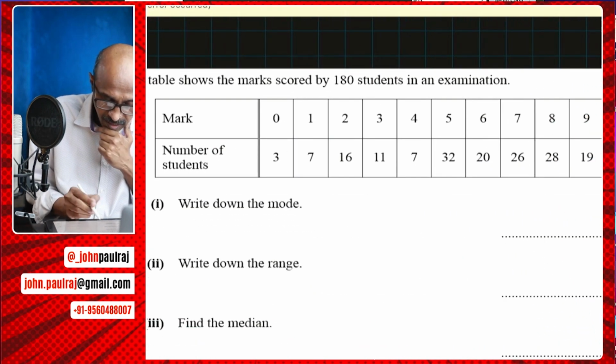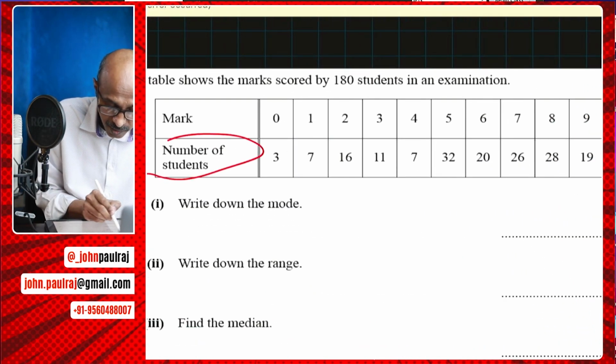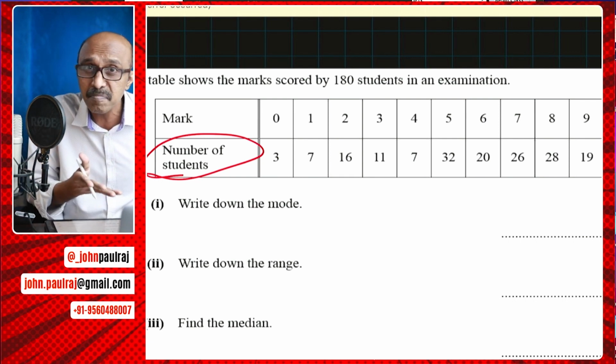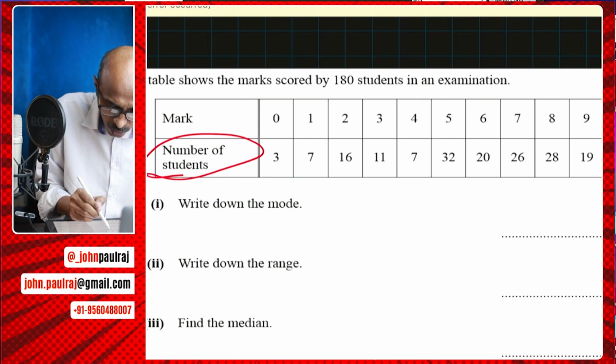This is ungrouped. Can you see that? And sometimes they give you the word frequency, and sometimes they've given you this word, number of students. They mean the same thing. Number of students means how many students scored.